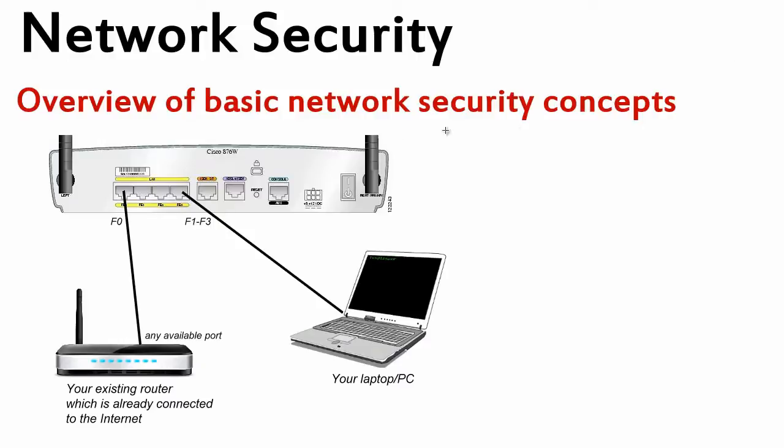The idea for this lab is to browse the internet using this router. As you can see, F0 is connected to my existing router, and this is like your ISP, and the laptop is connected to port F3. We will start from scratch. There is absolutely no configuration on this router. We'll have to assign IP addresses, enable Telnet, SSH, and because this is network security training, we are going to add a zone-based firewall.